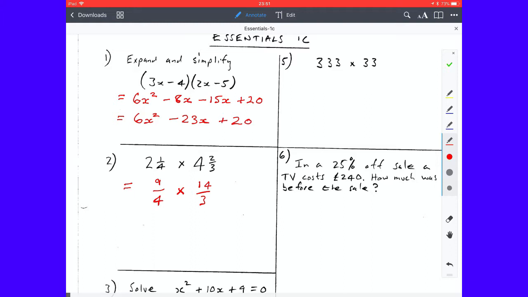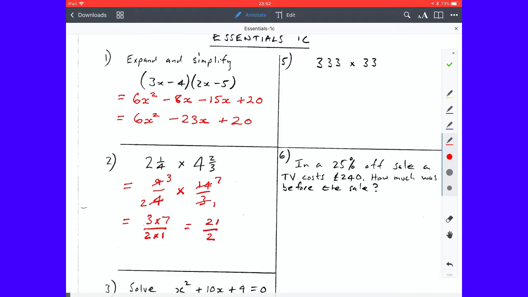I can cancel the 3 and the 9. 3 goes into 3 once, 3 goes into 9 3 times. I can cancel the 4 and the 14 by 2. 2 goes into 4 twice, and 2 goes into 14 7 times. So in the numerators now I've got 3 multiplied by 7, and the denominators 2 multiplied by 1. 3 7s are 21, 2 1s are 2.